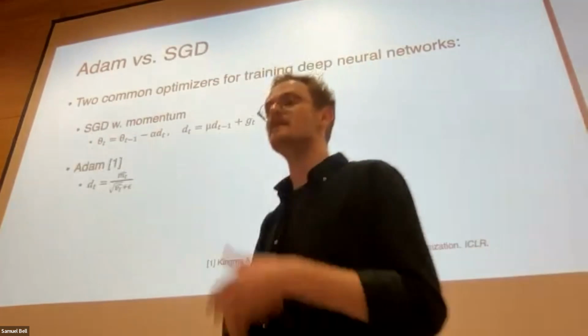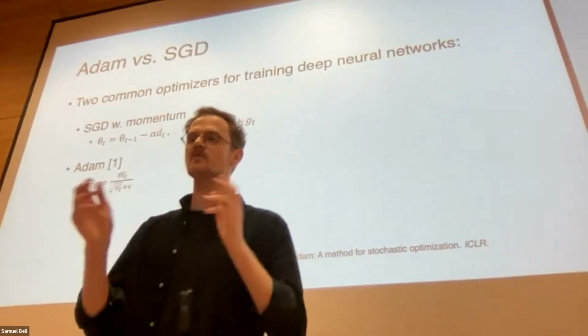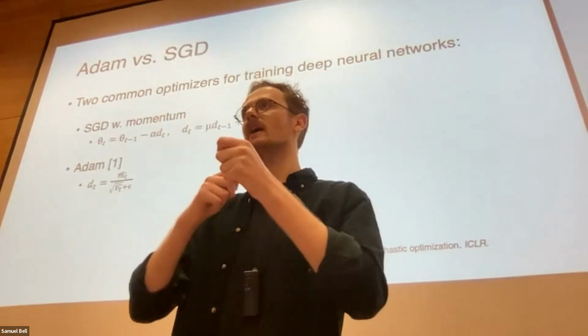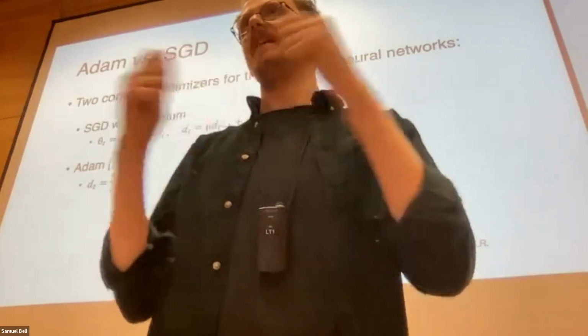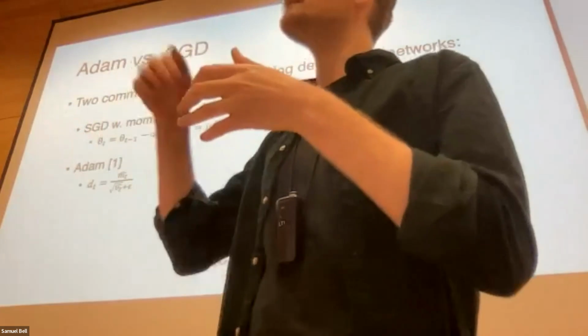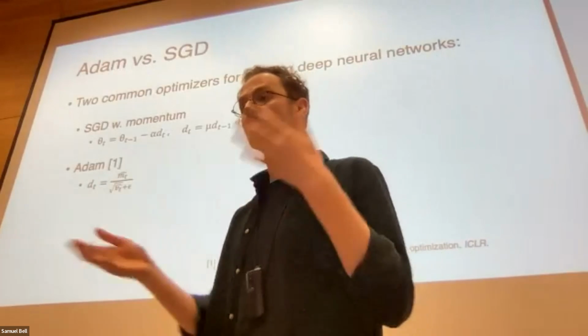Another optimizer might be ADAM. This is a super popular adaptive optimizer, where instead of normalizing by this momentum term, we're normalizing by the mean and variance of the gradient. So you want to penalize noisy estimates of the gradient. They're both super popular. They both work really well.